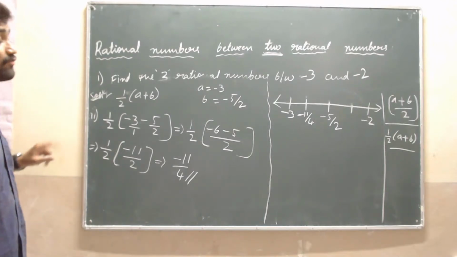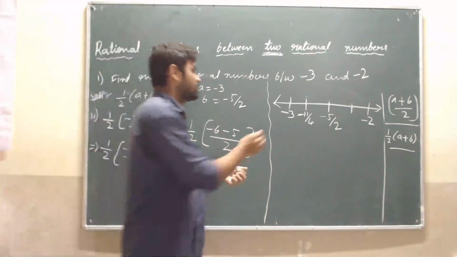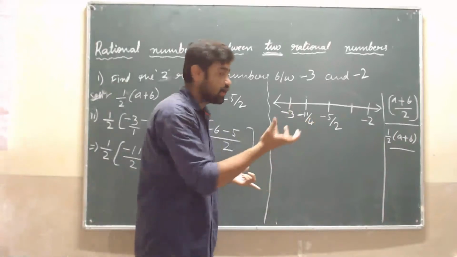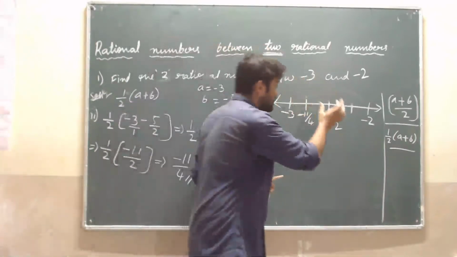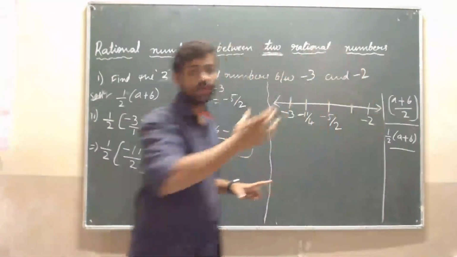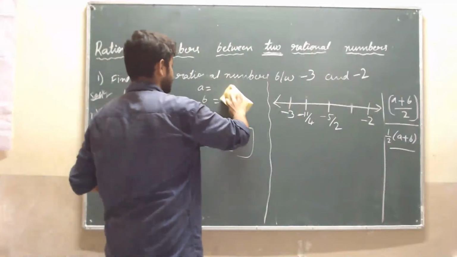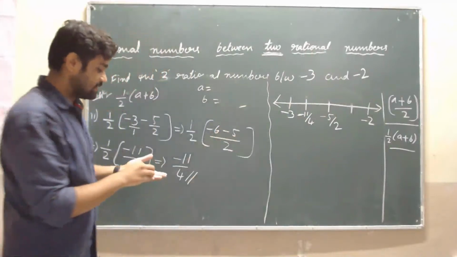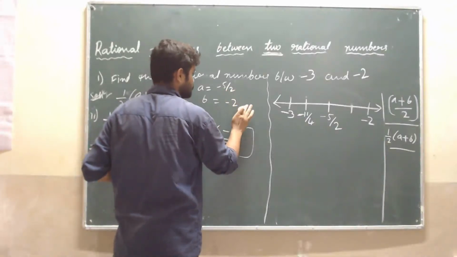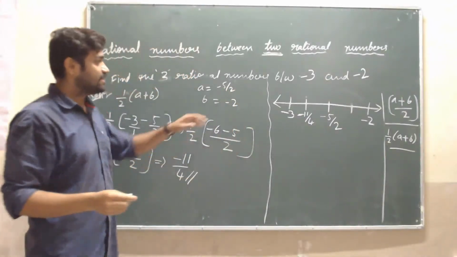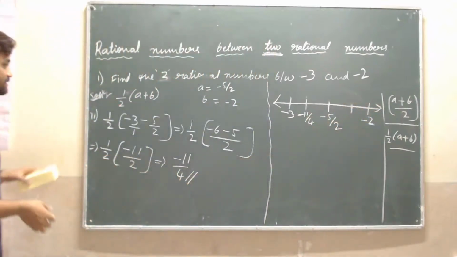Then again we have to find one more rational number between whatever it may be. You can take between -3 and -11 by 4, or -11 by 4 and -5 by 2. You can. Okay? Same as it is. I will take between -5 by 2 as well as -2. Okay? Between -5 by 2 and -2, I will take one more rational number.